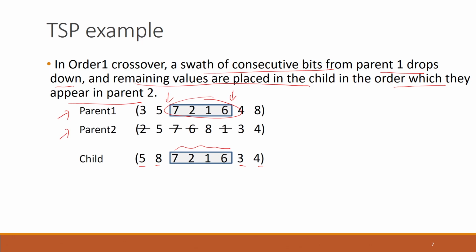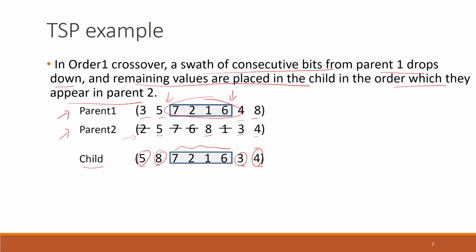In order to do that, we need to look at the numbers 3, 5, 4 and 8, which are yet to come in this first child string, and in which order they come in parent 2. Remember we have yet to put 3, 4, 5 and 8. So let us start going in this direction in parent 2. The first one we encounter out of 3, 4, 5 and 8 is 5, so we put 5 here. Then we encounter 8, so we put 8 here. Then we encounter 3, so we put 3 here, and then we encounter 4, so we put 4 here. This is the way we have obtained the first offspring string, or the child string.